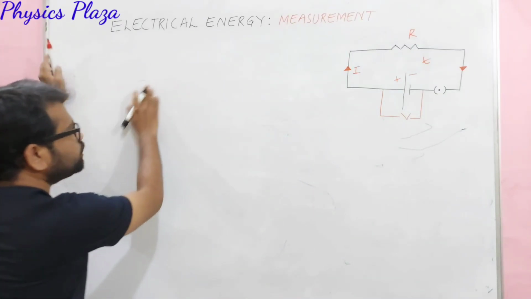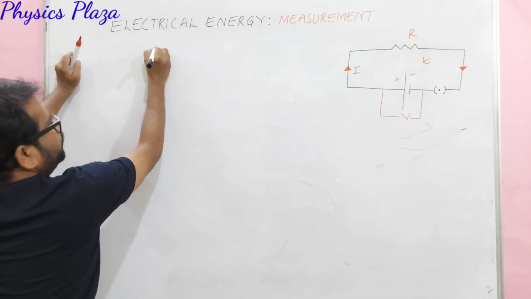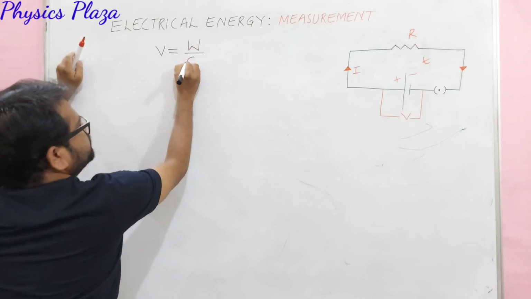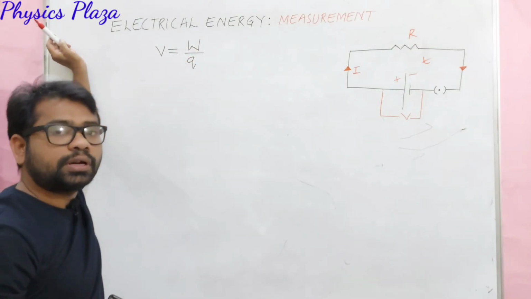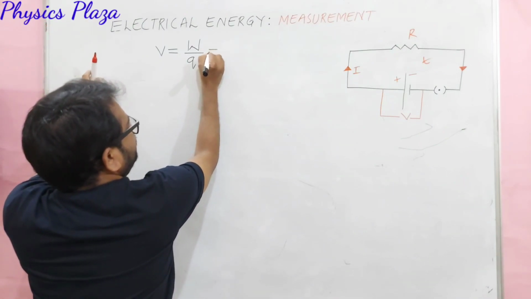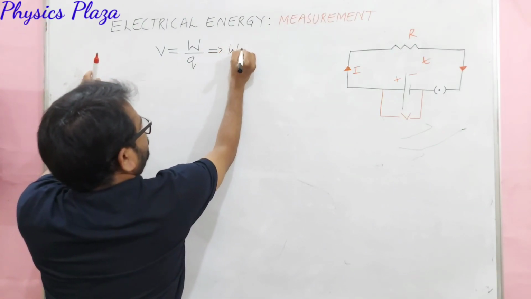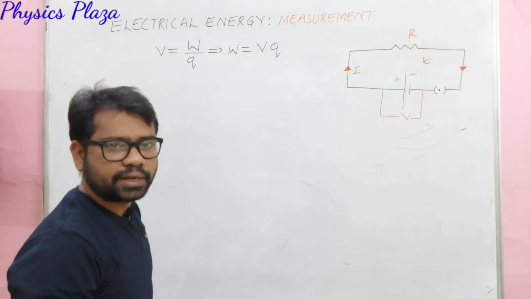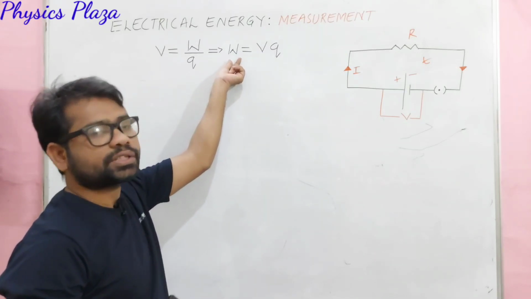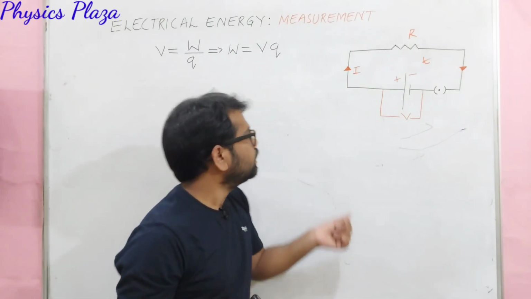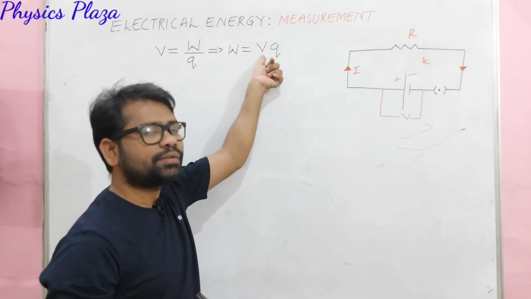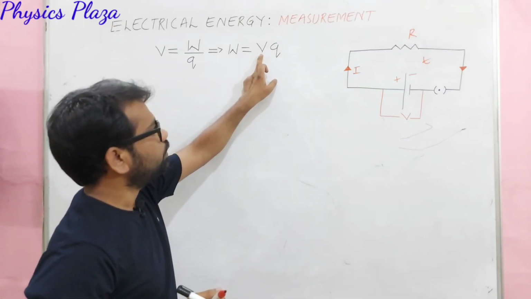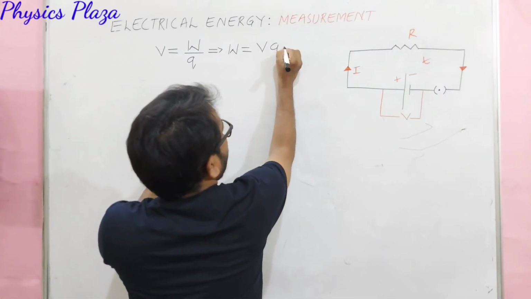Children, from the definition of potential difference, we know that potential difference is equal to work done per charge. So V is equal to W by Q. From this, can you write W is equal to V into Q? Of course we can. Here this W is the electrical energy. So children, when charge and potential difference are given, how do we calculate the electrical energy supplied by the battery? It is the product of V into Q. So let it be the first equation.